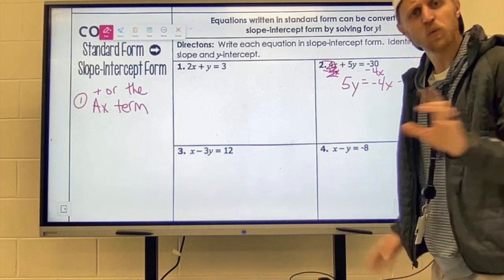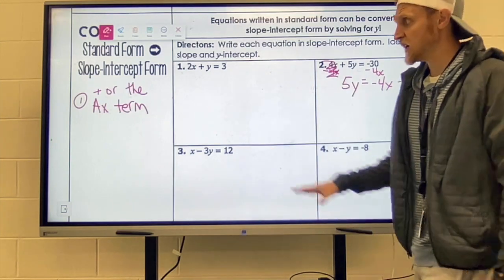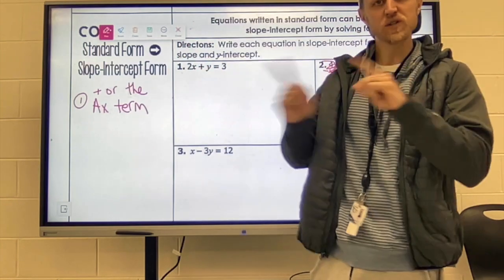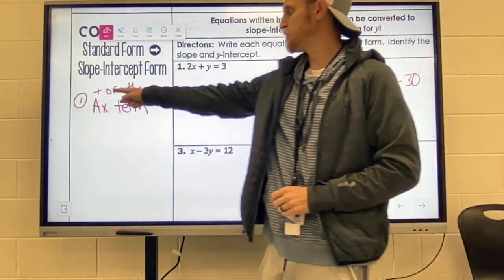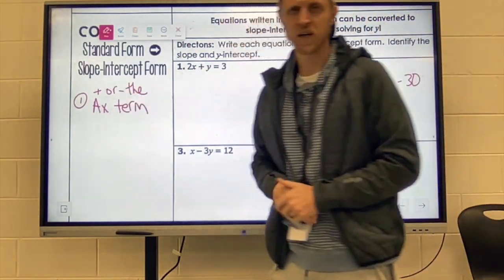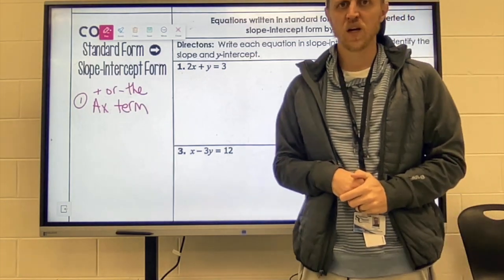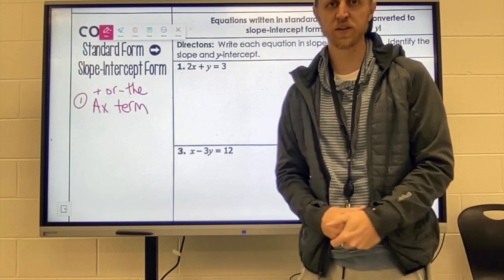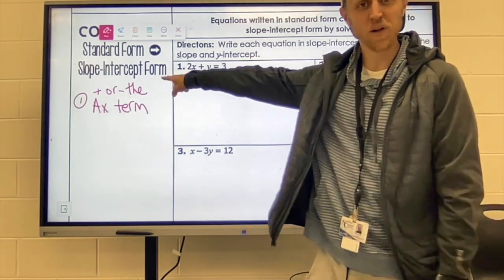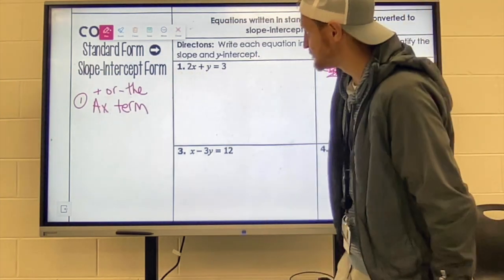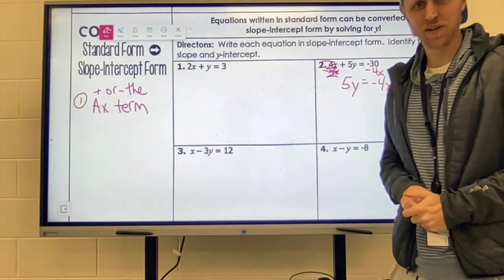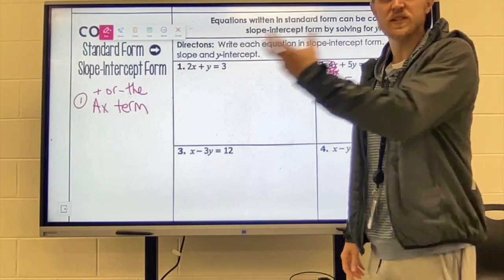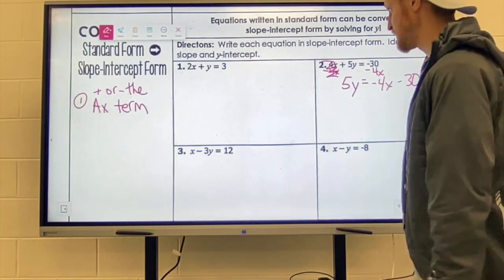So the first step that we'll always do when we do this process is we're going to take that x term and we're going to move it to the other side using opposite operation. That's why I put plus or. I just realized I forgot to put the minus. I don't want to redo this, so we're just going to carry on. Plus or minus the ax term to the other side. If it's a positive ax term, we're going to have to subtract it, and if it's negative, we're going to have to add it. We'll see an example of that here in a minute.